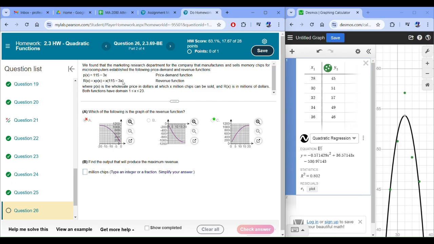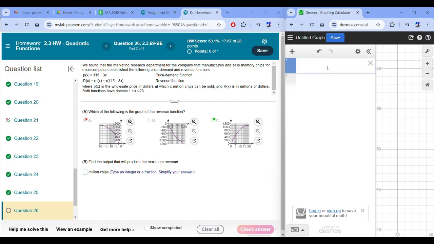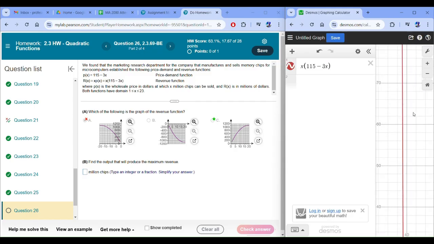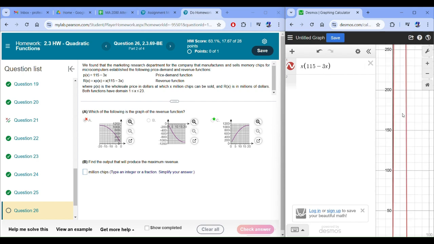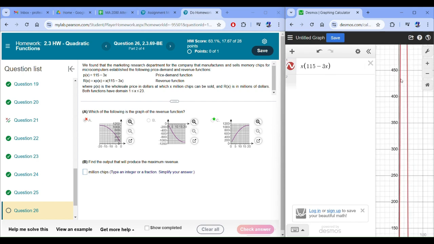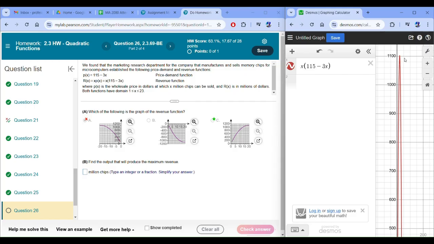So then you would set that equal to, you'd find the peak. So let's see. That's going to be x parentheses 115 minus 3x. Close the parentheses. And let me go to Desmos, and I see the value, obviously, so it's somewhere up there. Oh my goodness, where is it? It's right there.